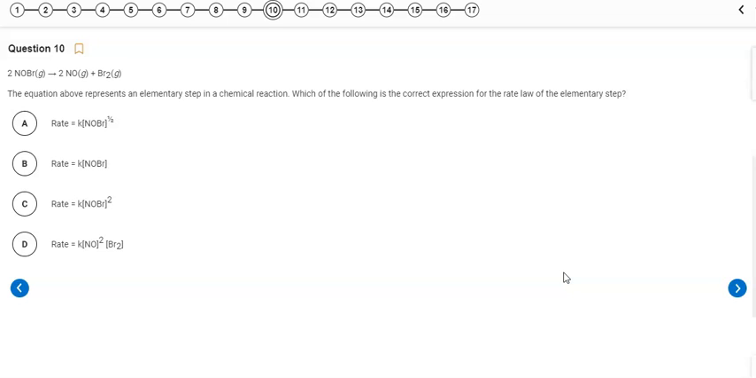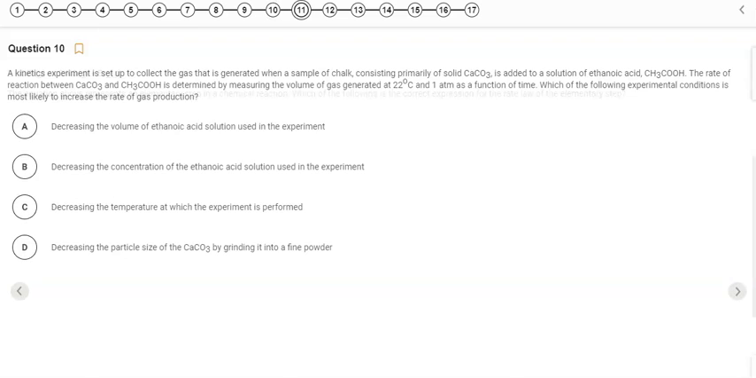All right, let's keep going. Try to get in about 15 of these. Okay, a kinetics experiment is set up to collect gas that is generated when a sample of chalk is used. Which one gets to the question? It says, which is most likely to increase the rate of gas production?